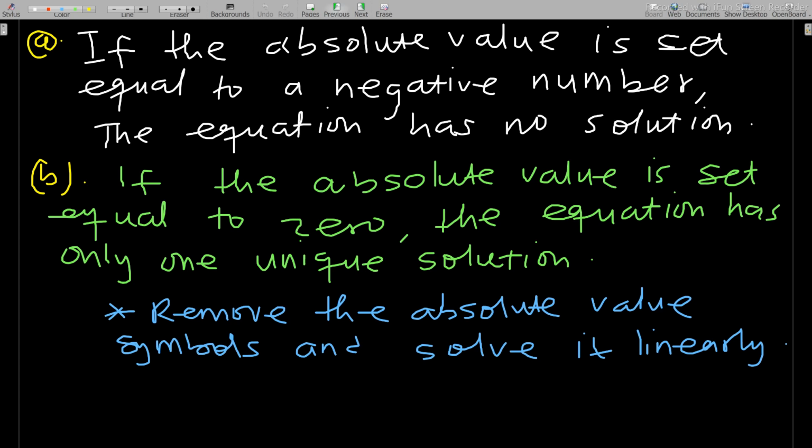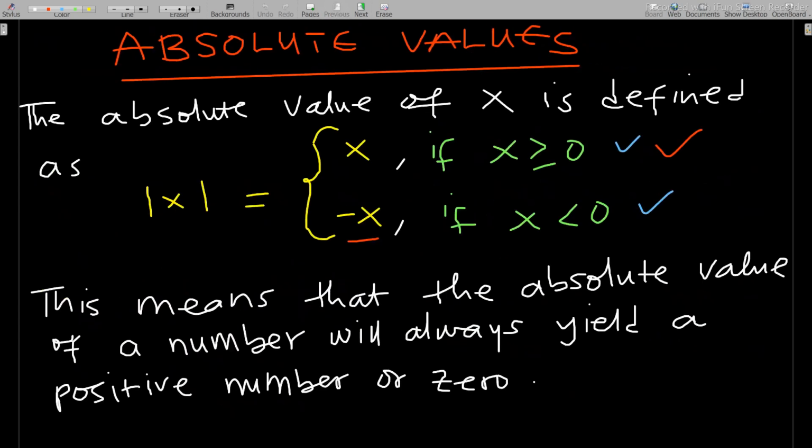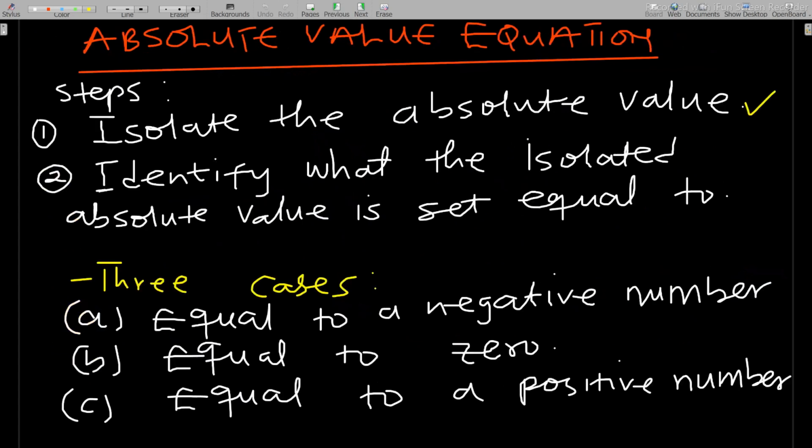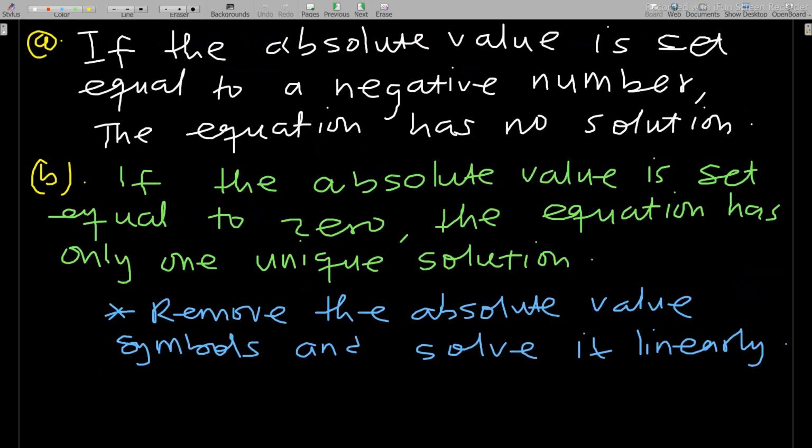That is why in the definition we said that if x is negative, you have to negate it again. So it means if you negate a negative, you get positive. So always you get a positive value or a 0. That is the case. So that is the first case: if the absolute value is set equal to a negative number, the equation has no solution.